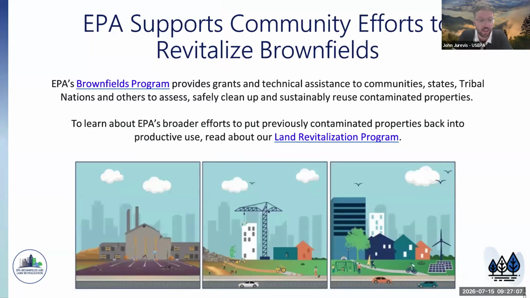So just a quick introduction to the EPA Brownfields program. EPA Brownfields was established as a grant and assistance program to help communities and nonprofits that have contaminated sites get them back into productive use. There's a couple links on this page where you can learn more general information about the history of the program and also our offerings.